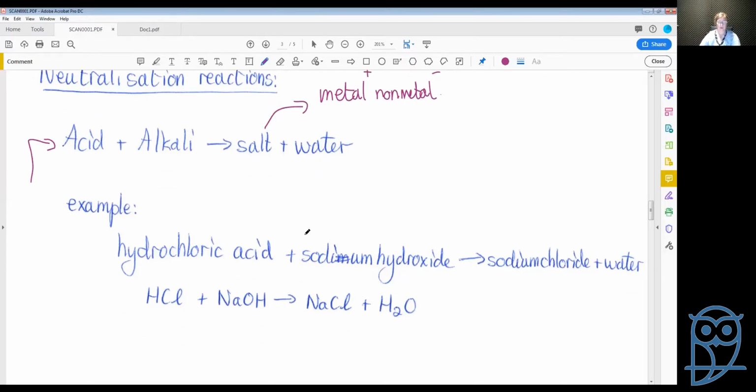So here's an example. If we have hydrochloric acid and we combine it with sodium hydroxide, then we end up getting sodium chloride and water. So here, remember the chemical naming thing. Hydrochloric means that what we have is that hydrogen comes from being an acid. Acids always have an H in front. And the Cl comes from hydrochloric.